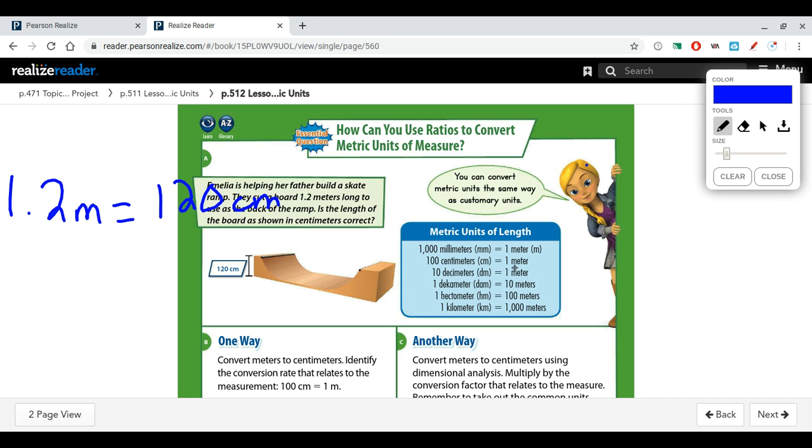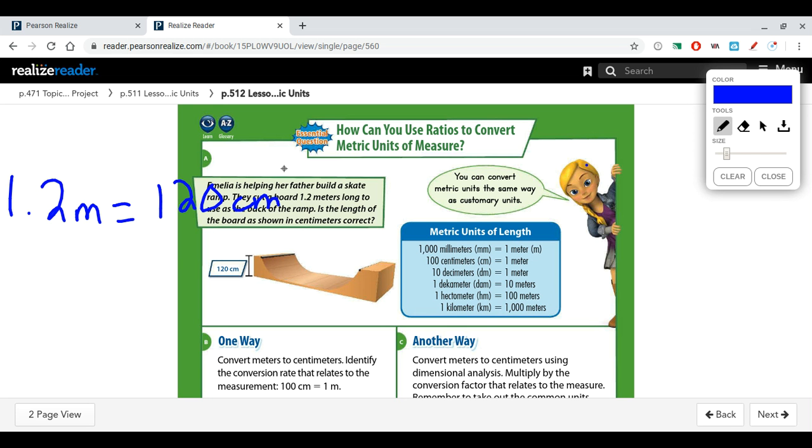Here's the nice thing. I pointed this out on the first page. Here are my metric units of length measurement. Again, look, 1,000 millimeters is equal to 1 meter. The conversions for these units of measurement are the same. The only thing that changes is my base unit. So for capacity, it's liters, for length, it's meters, and for weight, it's grams.